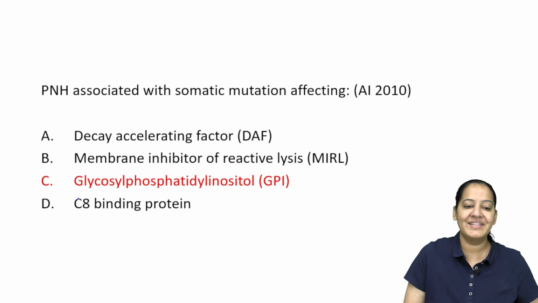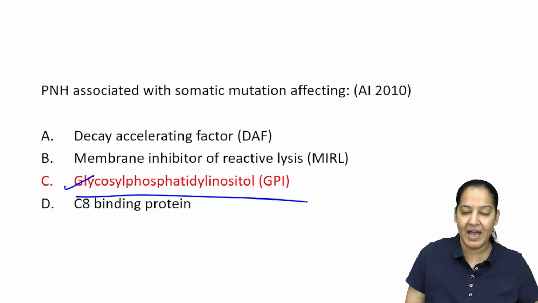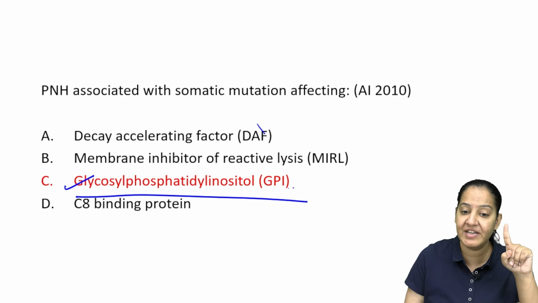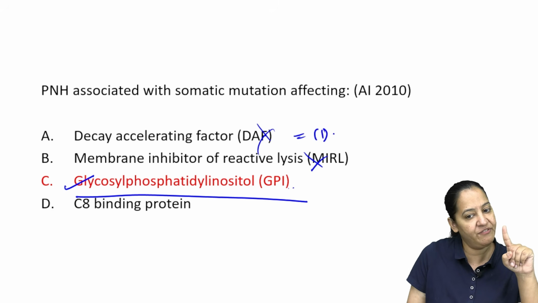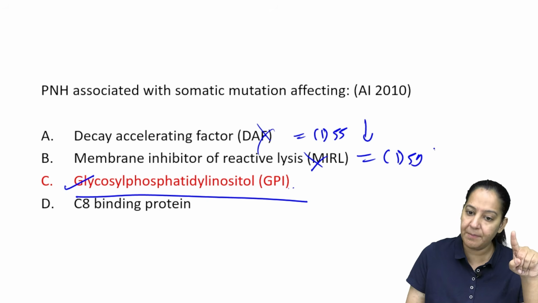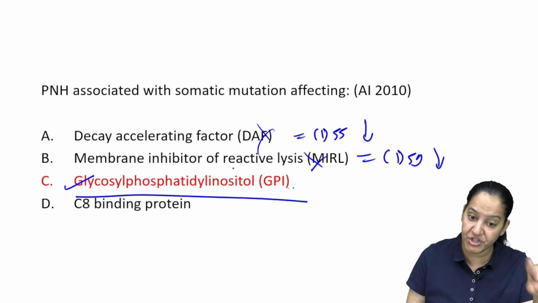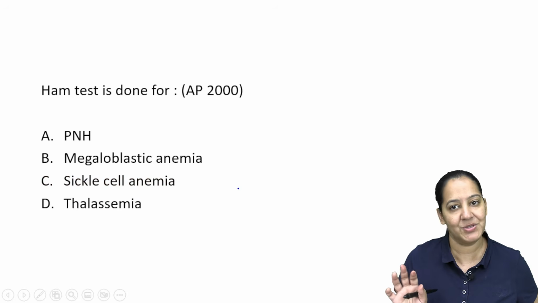I guess you all are right. The correct answer here is C. It's GPI. The mutation is in GPI, which leads to absence of these two: CD55 DAF and CD59 MIRL. Both of them are reduced or absent because of mutation in GPI. So the mutation is in GPI, don't get confused.